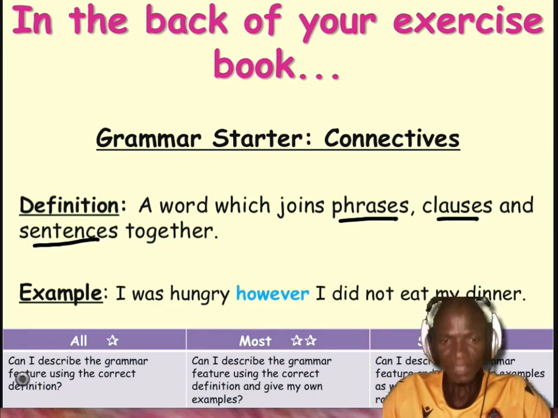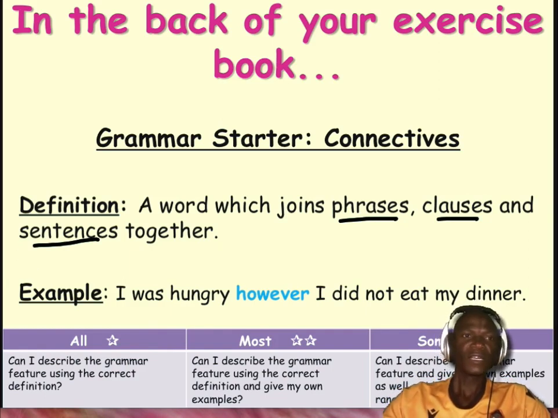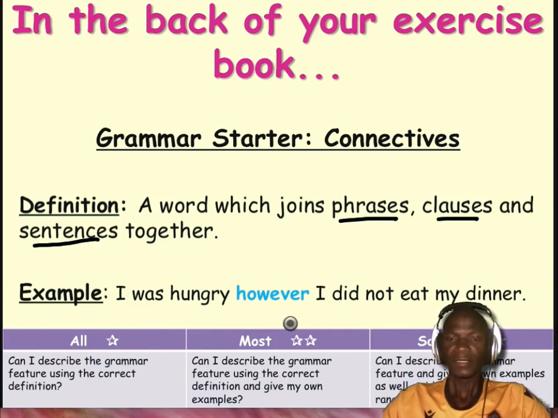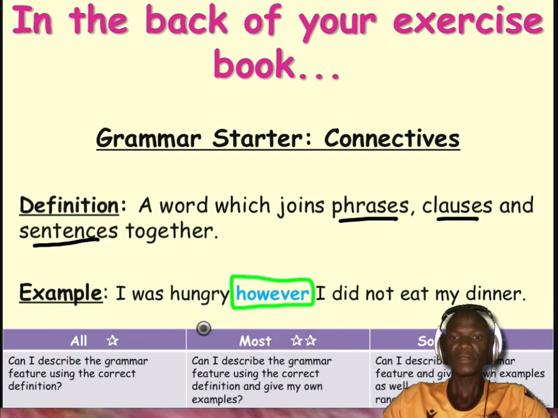So, if you are having these words in your sentences, like this example that we have here, the word however was used as a connective. We have two sentences here: I was hungry, I did not eat my dinner. Then however was used to join these two sentences: I was hungry, however I did not eat my dinner.